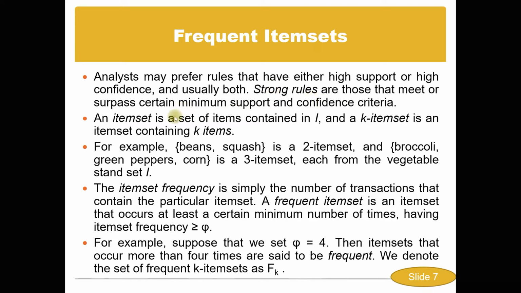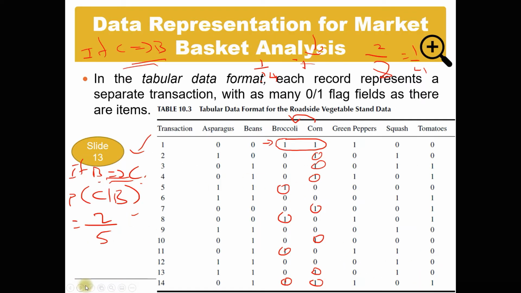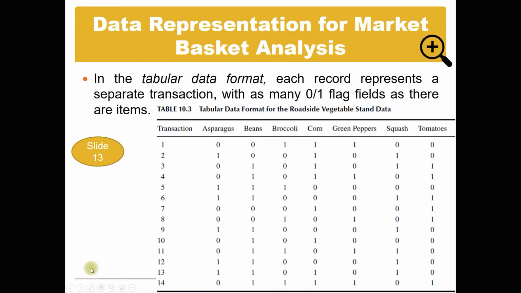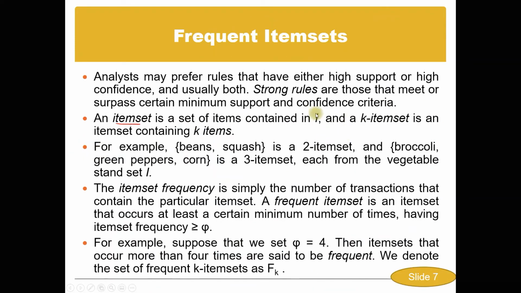Okay, an item set. If you look at this definition, an item set is a set of items contained in I. What does this mean by contained in I? Let's get back to this. I means the transactions that you have. You have 14 transactions in I. So that is what I refer to as I here. And then an item set is a set of items contained in these set of transactions.